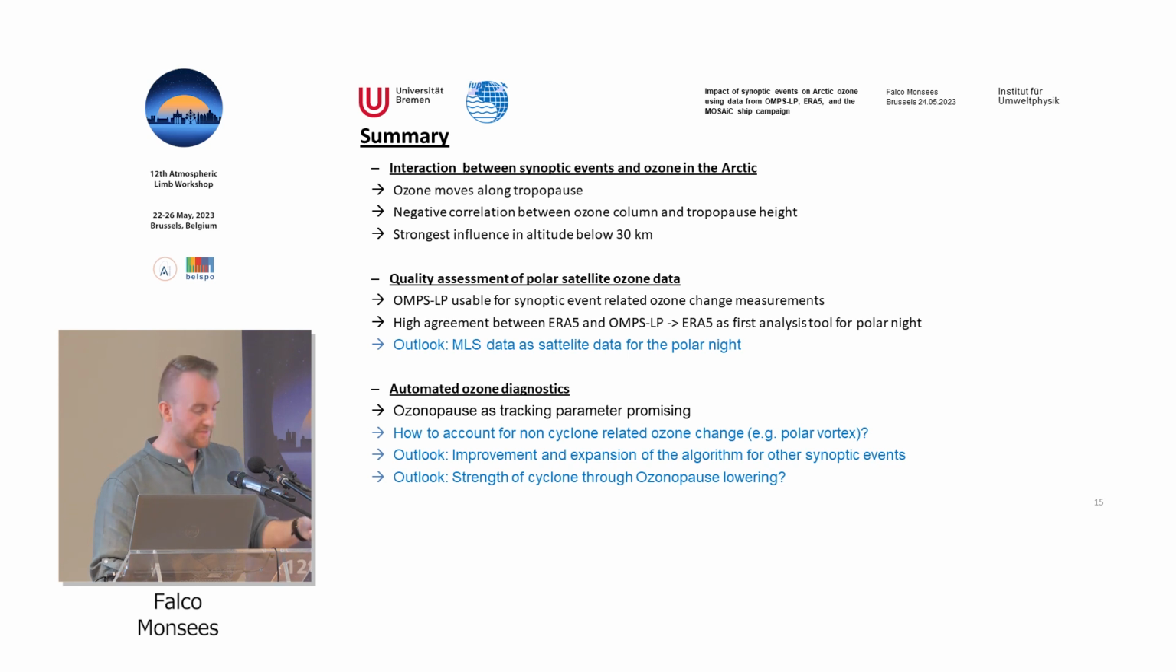And as I said, this is just a first approach, so we still have to see how we account for non-cyclone related ozone change, for example the polar vortex. So we still want to improve this algorithm, for example, with an integrated ozone column as a second parameter. And last but not least, we want to see if we can calculate the strength of a cyclone through the OMPS LIMP data. So the more the ozonopause gets lowered, the stronger the cyclone is.